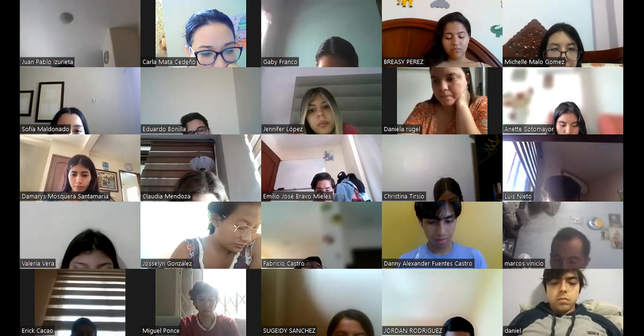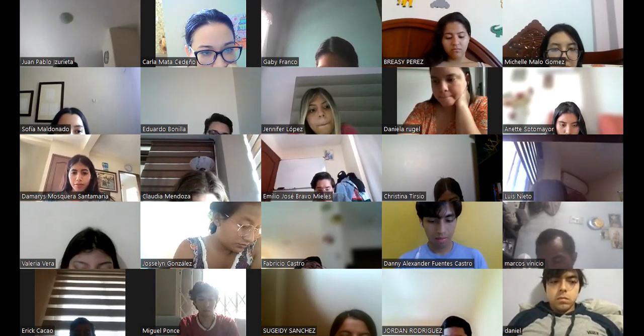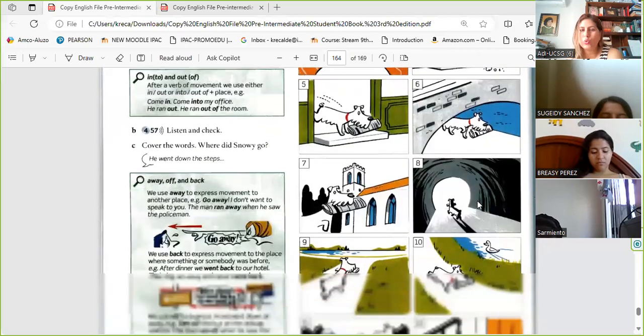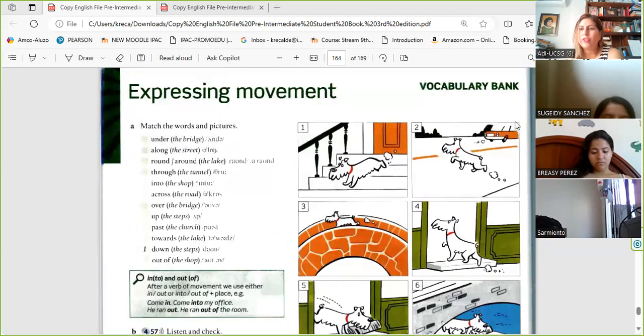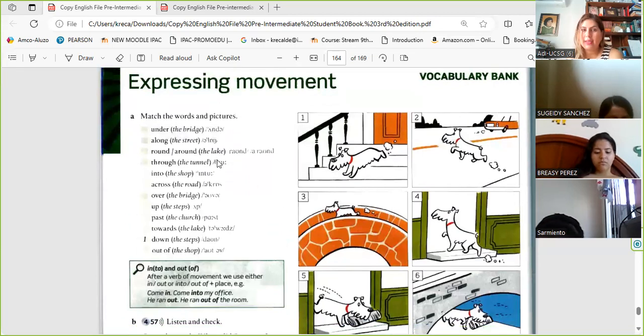Okay, here it is. This is page 162. Okay, we have the dog that we have just analyzed.